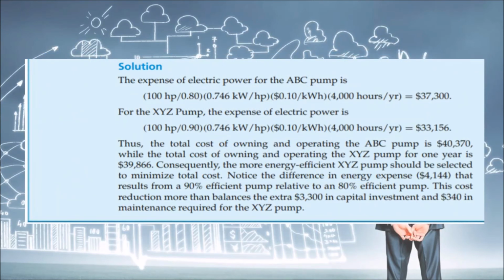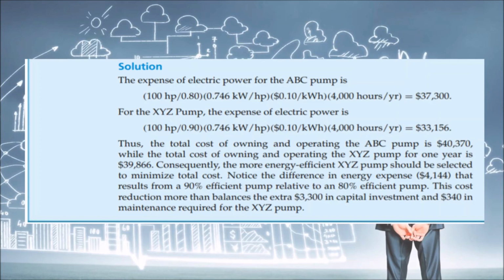Okay, so here is the solution. The expense of electric power for the ABC pump is $37,300. For the XYZ pump, the expense of electric power is $33,156. Thus, the total cost of owning and operating the ABC pump is $40,370, while the total cost of owning and operating the XYZ pump for 1 year is $39,866. Consequently, the more energy efficient XYZ pump should be selected to minimize total cost.